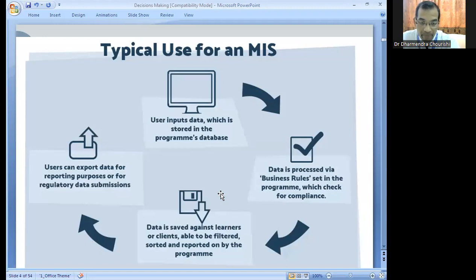first phase, the user inputs data, which is stored in the program database. Second phase, data is processed via business rules set in the program, which checks for compliance. Data will be saved in a particular device, filtered, stored and reported on by the program. And finally, the user can export data for reporting purposes or for regulatory data submissions.